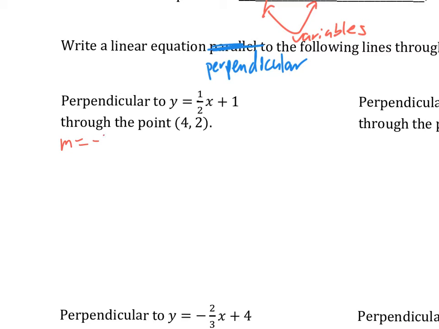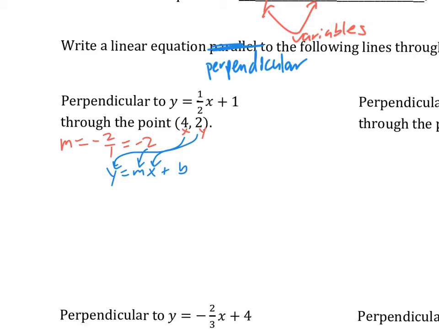So it's going to be negative 2 over 1, which is really just equal to negative 2. Okay, and then our 4 and our 2, those are going to be our x and our y. So we're going to plug those into our y equals mx plus b. Okay, so the negative 2 is going to go in for m, the 4 will go in for x, and the 2 will go in for y. And then we're going to solve for this.